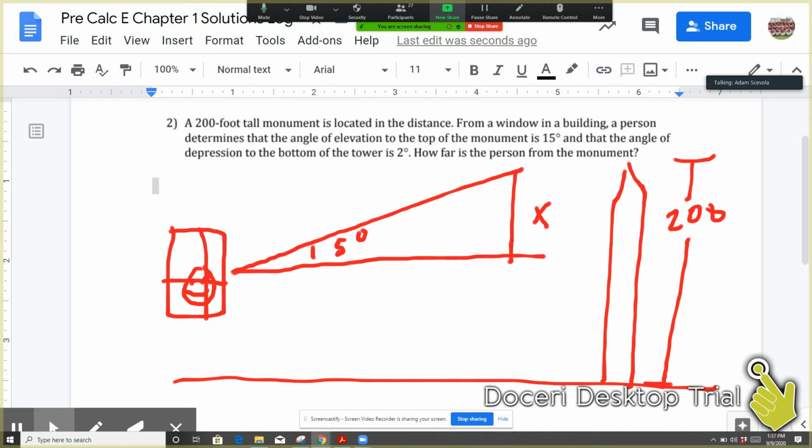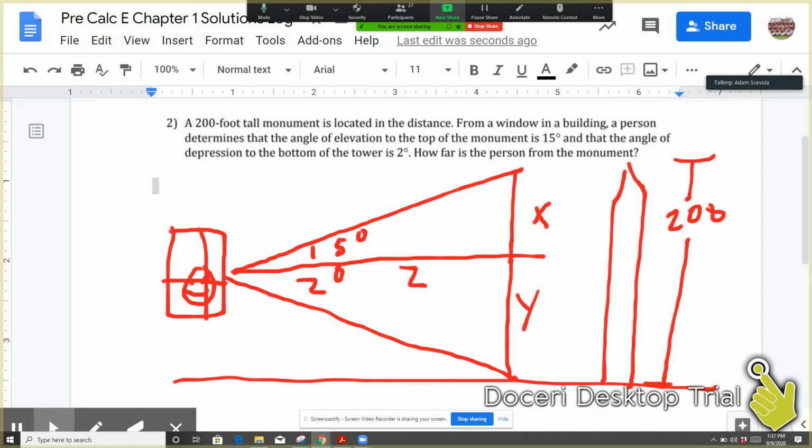And the angle of depression is going to be 2 degrees. And that's going to be Y. So how far is the person from the monument? That's going to be this here. We'll call that Z.